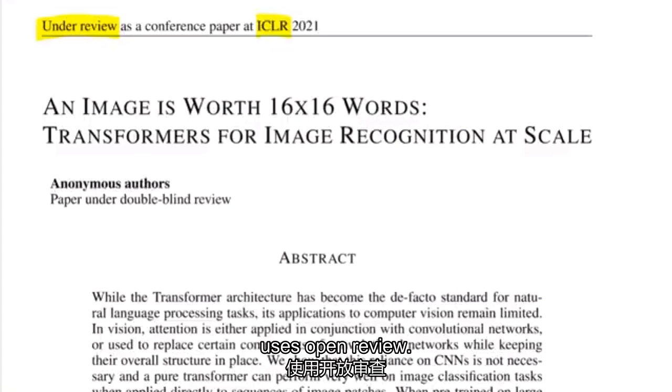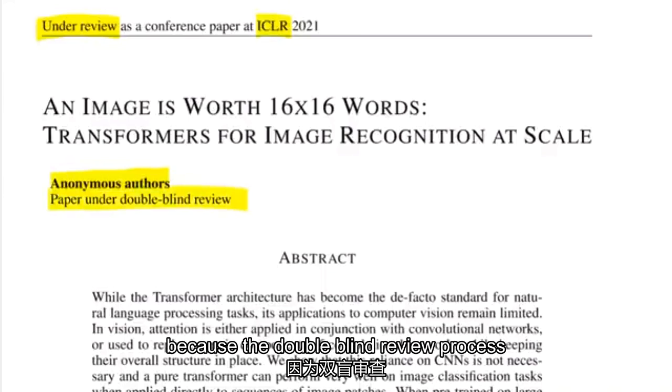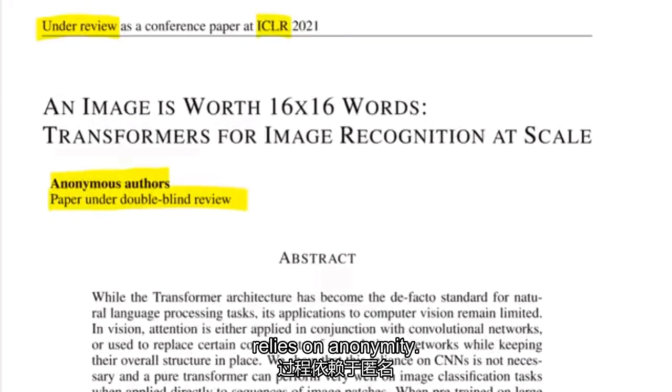ICLR, of course, uses OpenReview, so all these submitted papers can be seen and can technically be commented on. And as you can see, it's anonymous. And good thing it's anonymous, because the double-blind review process relies on anonymity. So we can really evaluate this paper, which is a very interesting paper, on its merits without having a clue who would be writing something like this.